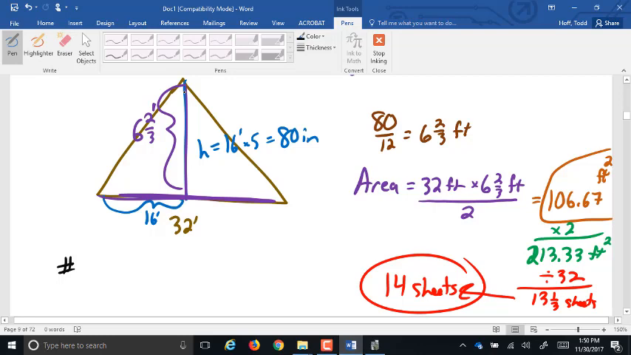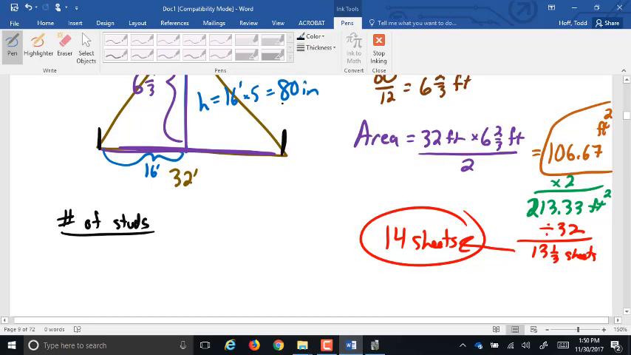If you were framing this up with conventional rafters and not with trusses, how many studs would it take to go across there? Well, do we need a stud on each end? No. So the number of studs is going to go to 12 over our on-center spacing times the span. Then we subtract 1 because we don't need 1 on either end.